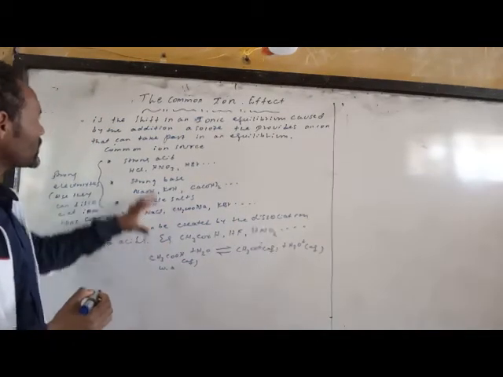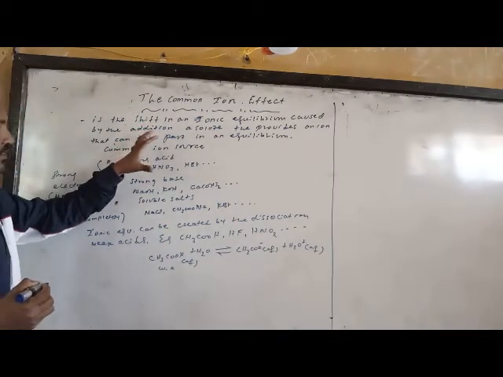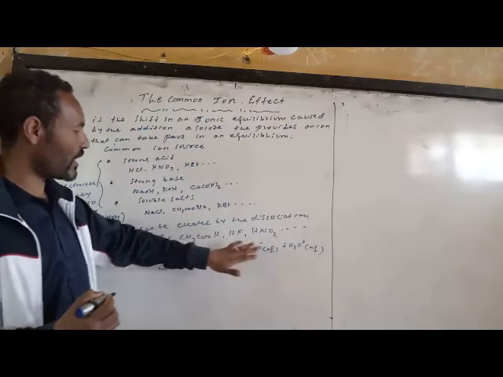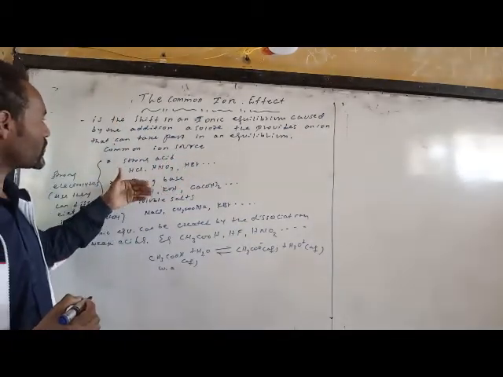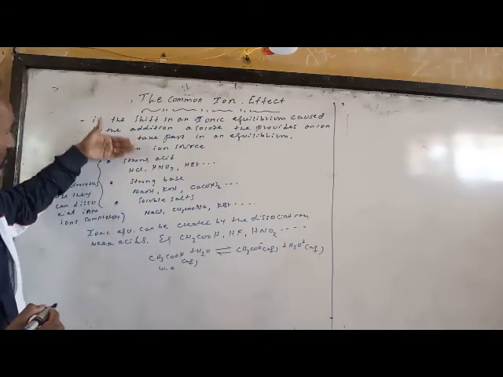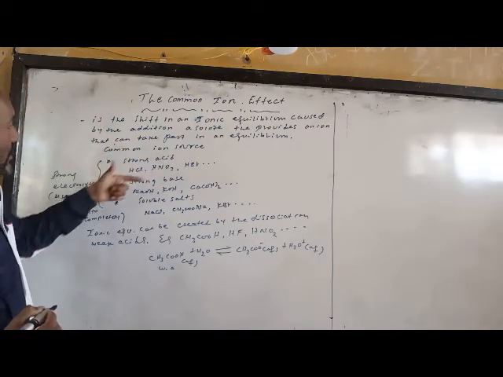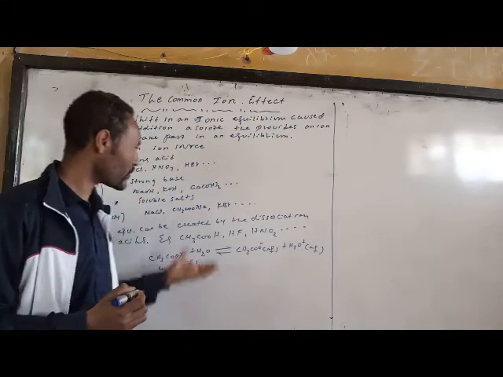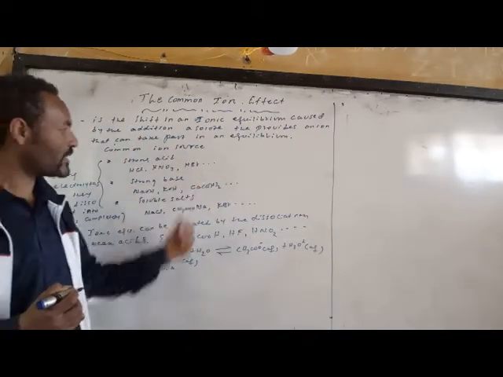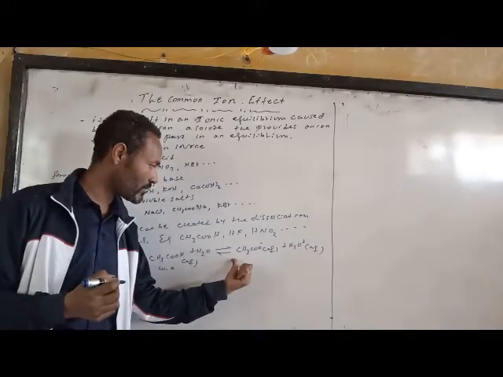So this common ion species comes here and affects this chemical equilibrium. The common ions can be produced from these species, strong electrolytes like strong acid, strong base, and soluble salts. These species produce a common ion that can take part in this chemical equilibrium.